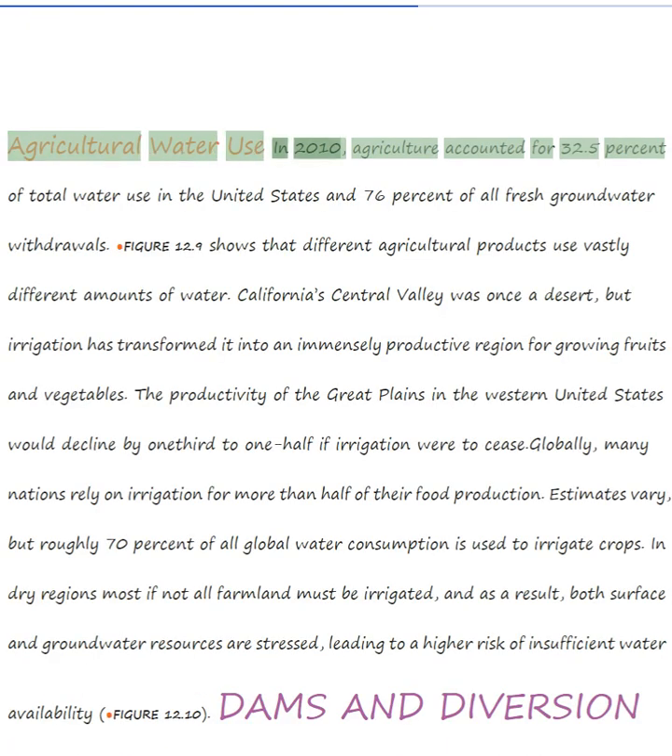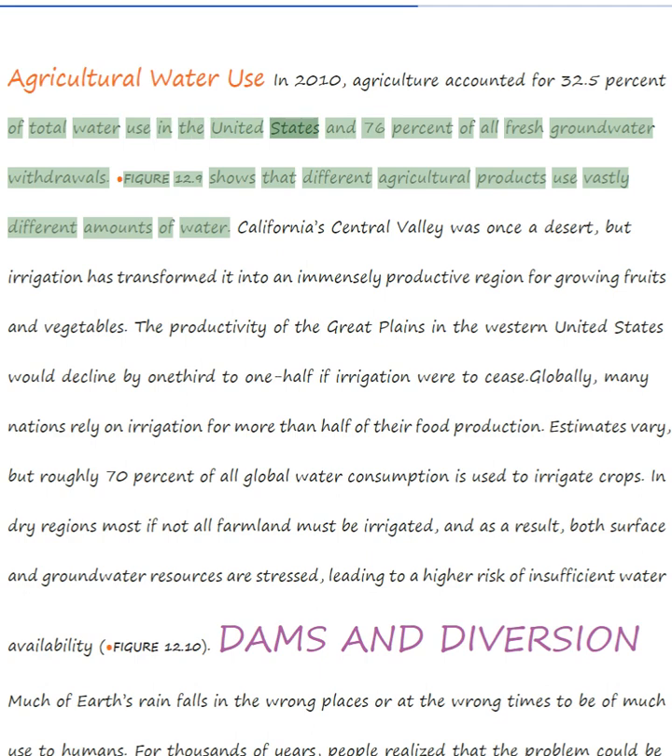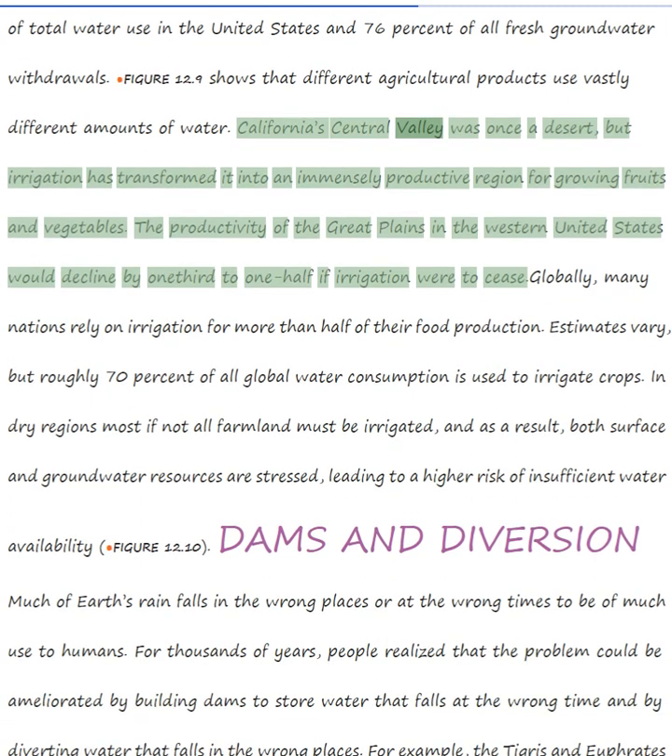Agricultural water use. In 2010, agriculture accounted for 32.5% of total water use in the United States and 76% of all fresh groundwater withdrawals. Figure 12.9 shows that different agricultural products use vastly different amounts of water. California's Central Valley was once a desert, but irrigation has transformed it into an immensely productive region for growing fruits and vegetables. The productivity of the Great Plains in the western United States would decline by nearly 1/2 if irrigation were to cease.